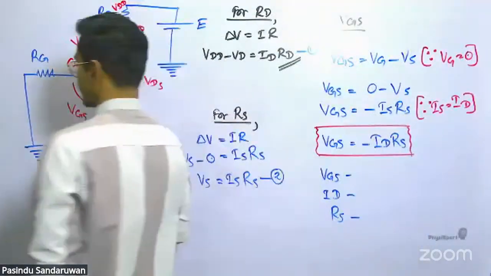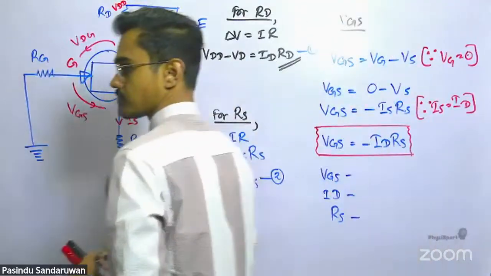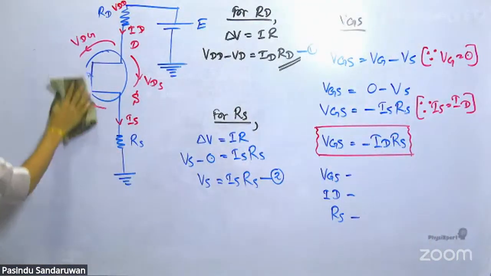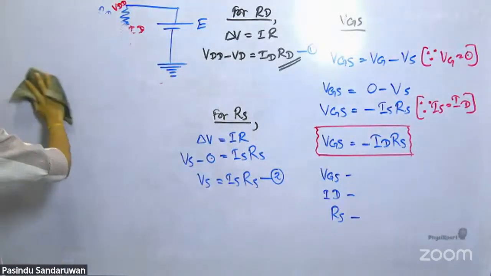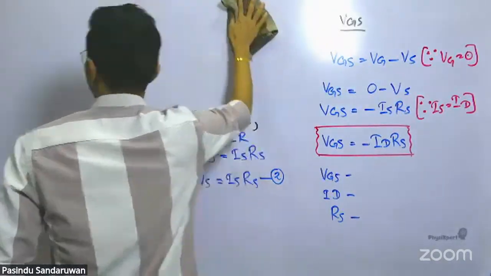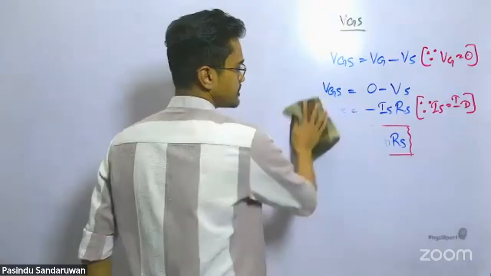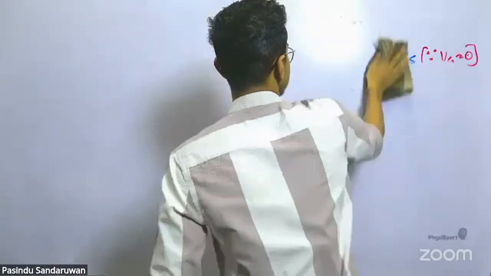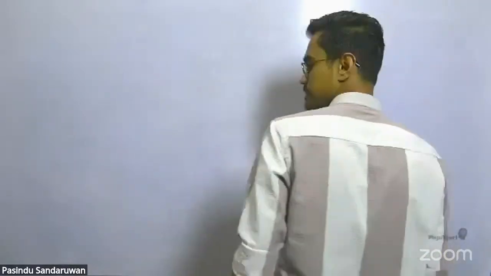Page 22, question 1. Take down the circuit and identify terminals, mark currents and potential differences. We need to get the start. Right, this is given, question 1.